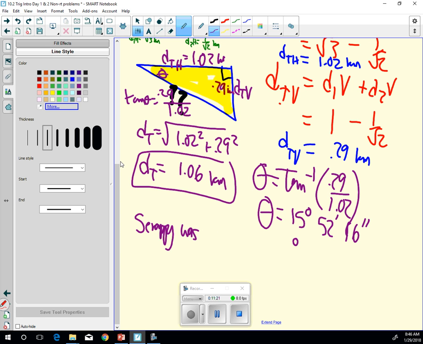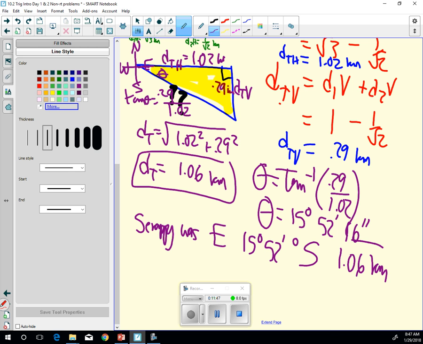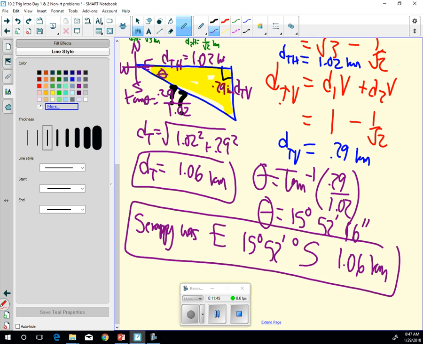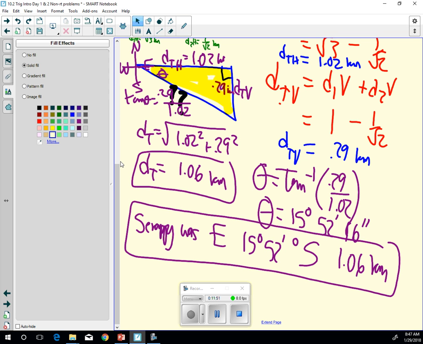All right. Now here's my compass: north, south, east, west. We're going to go east first. 15 degrees, 52 minutes, 16 seconds, sweeping north or south? South. And the distance is 1.06 kilometers. This is as tough as it gets with these triangle problems. As tough as it gets. If you handle this, you're going to be great.